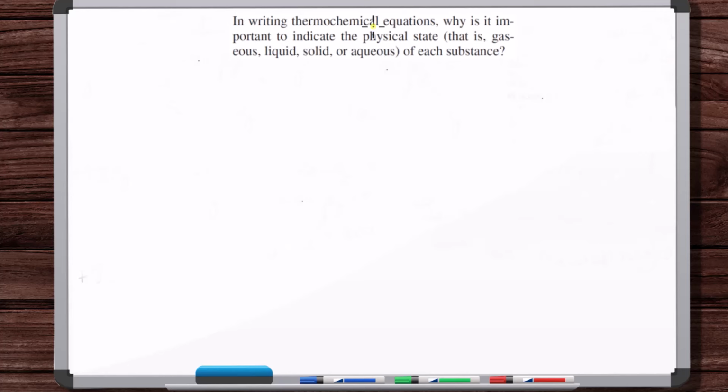In writing thermochemical equations, why is it important to indicate the physical state, that is, gaseous, liquid, solid, or aqueous, of each substance? Because substances in different states have different enthalpies. And we just talked about how the enthalpy of a reaction is equal to the total enthalpy of the products minus the total enthalpy of the reactants. That number is going to be different depending on the state of each reactant or product. For example, if you go from the gaseous state to the aqueous state, there's an enthalpy of hydration, of being hydrated by water molecules.